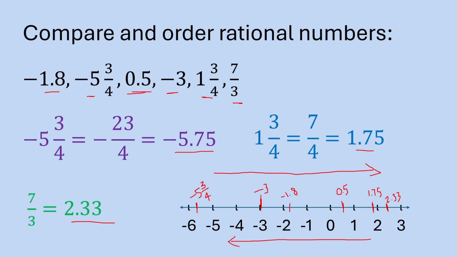Here negative 5 and 3 over 4 is less than negative 3. Negative 3 is less than negative 1.8. Negative 1.8 is less than 0.5. In a similar way, this value is less than this one and this value is less than this one.